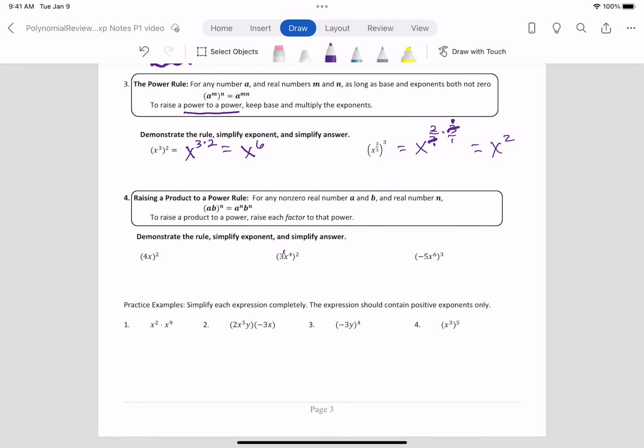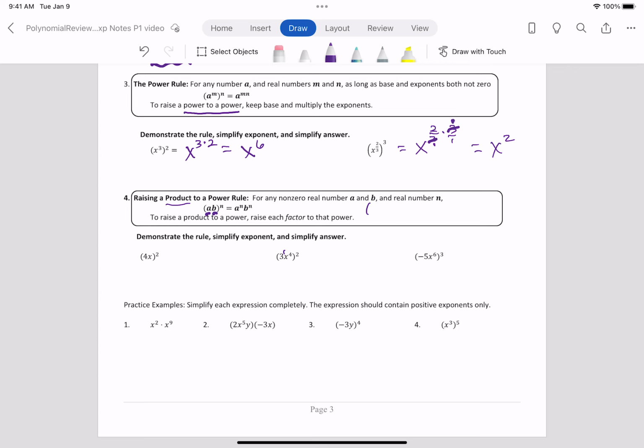The last one is now a product to a power. So now we don't just have the x in the previous one raised to a power. There are actually 2 different things inside the parenthesis. So when we have that, we're going to raise each one to that exponent.